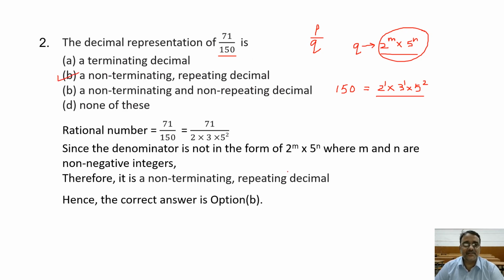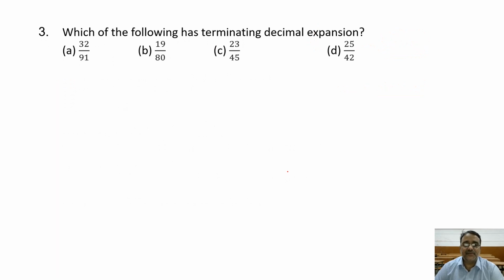Now we are moving towards question number 3. Which of the following has terminating decimal expansion? Just now I told you that the denominator of the rational number, if it is in the form of 2 to the power m into 5 to the power n only, then it is terminating decimal expansion, where m and n are non-negative integers.